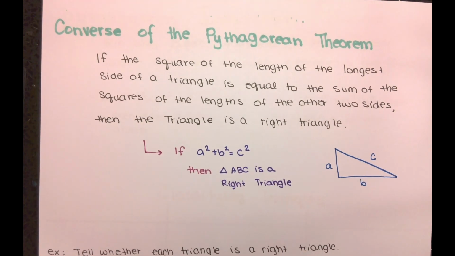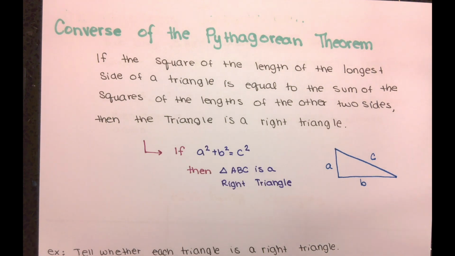But wait, didn't we just do that? We had a formula, a squared plus b squared equals c squared. We talked about a right triangle. Now what's the difference? The difference with the converse is you do not know that it is a right triangle. You are trying to prove it is a right triangle.